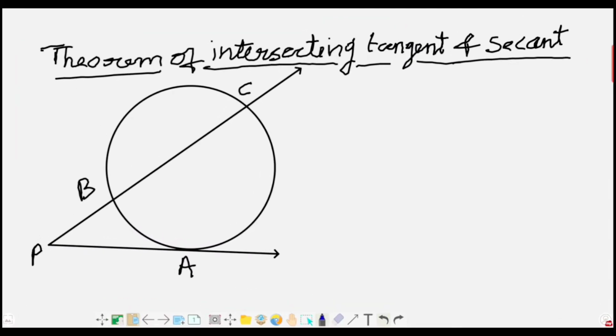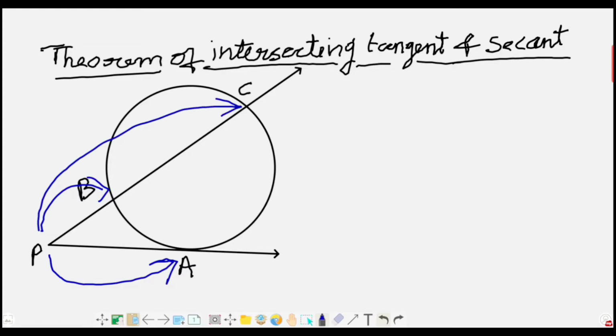Now students, the theorem of intersecting tangent and secant. In this figure, PA is the tangent, while PC is the secant. So you can write it as the property of intersecting tangent and secant. In that, the square of the length of the tangent will be equal to the product of the two parts of the secant. All distances you have to start with P. So your PA square will be equal to PB into PC.